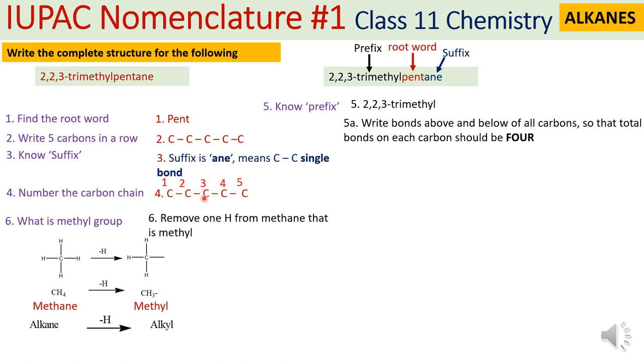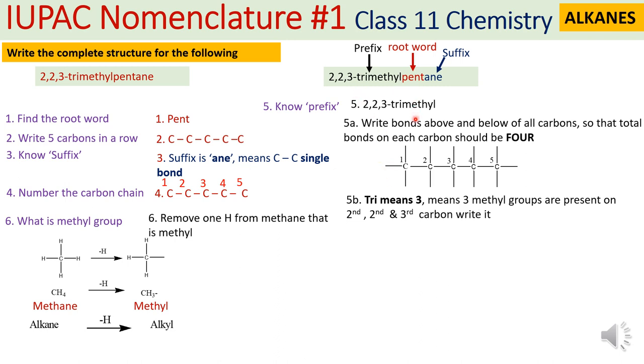Similarly, on the third carbon, 2 bonds are there, so one on the top and the other at the bottom. Here also, 2 bonds are there. 4 minus 2 is 2, one bond on the top and another bond on the bottom. On the fifth carbon there is only one bond. 4 is the maximum number of bonds that can be present on a carbon in an alkane. 4 minus 1 is 3, so 1, 2, 3 has to be written. That is written here, right?